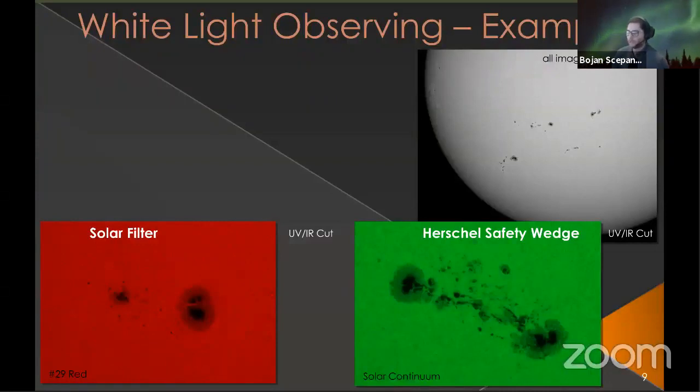So what can you see in white light observing? These are all pictures from Jim. So the filters here that were used were red and green, and sometimes that's just a trick that we use to increase the contrast in the picture so that we can see more detail. However, without any colorization filters, the view would be this black and white image here with the sunspots that Jim was showing just recently.